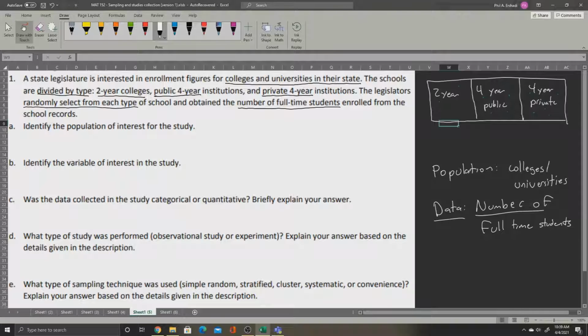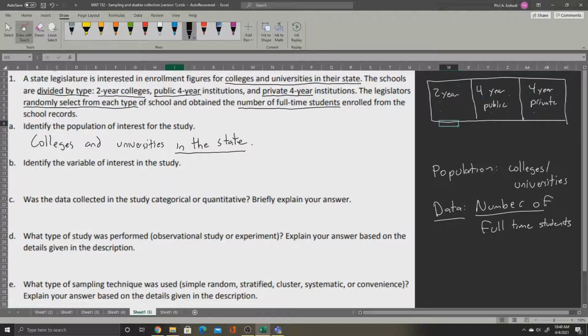First, in Part A, we are asked to identify the population of interest. This is something we've already answered. We are studying colleges and universities in the state. I want to point out that we are only studying the colleges and universities in that state. This won't tell us anything about other states' colleges and universities.